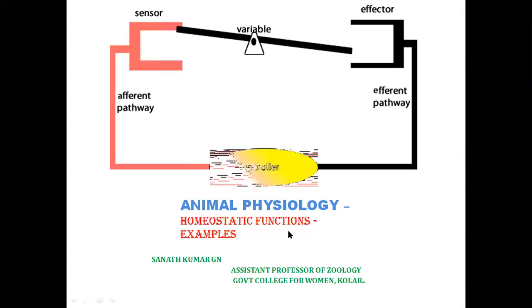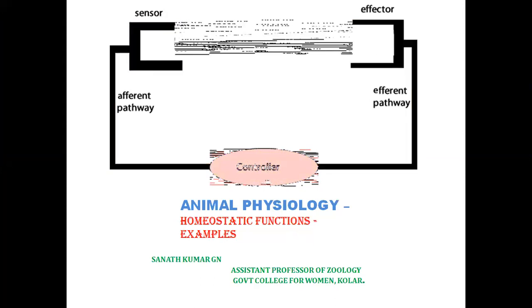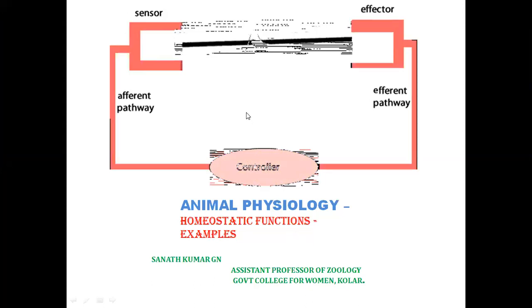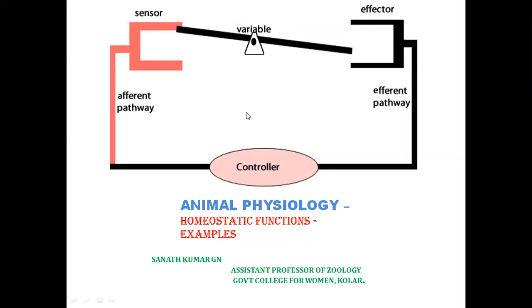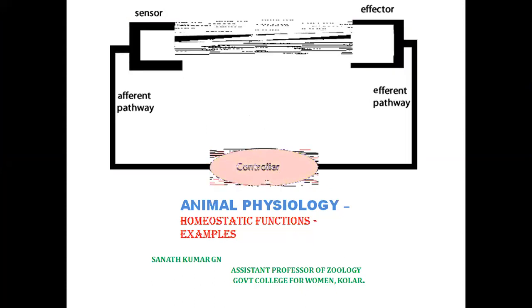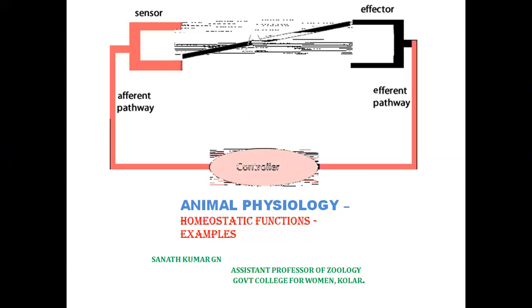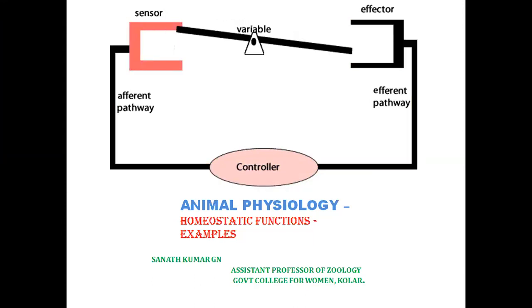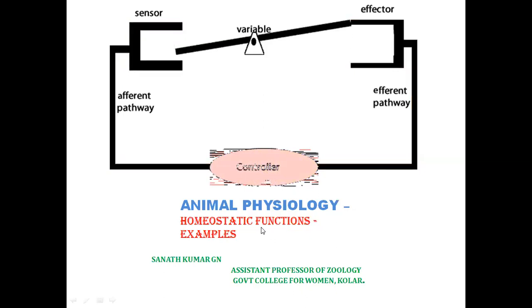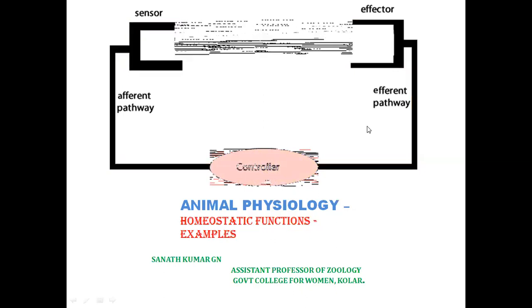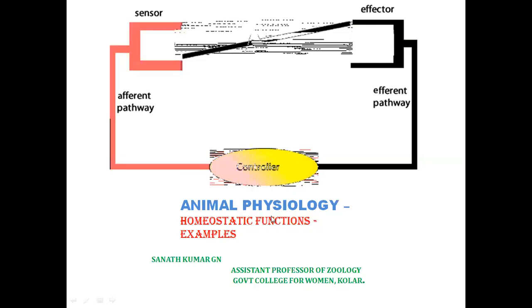In the first part of my video lecture on homeostatic functions, we have seen what homeostasis is, what the steps involved in homeostasis are, and the feedback system, with its two different types: positive and negative feedback system. We have seen this in the part 1 video lecture of the homeostatic functions. In the part 2 video lecture, we shall see the examples for these feedback mechanisms.